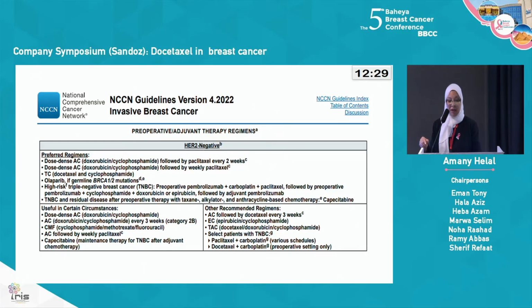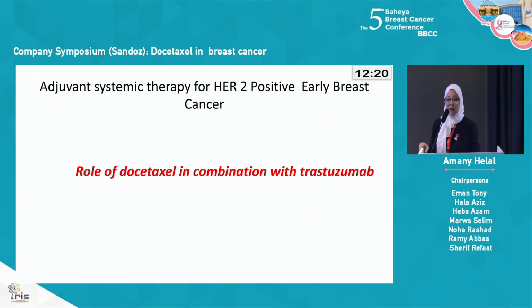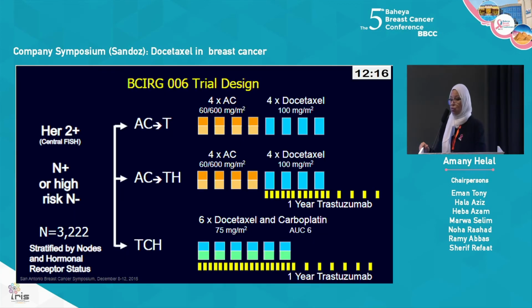Here comes the favorable TC, docetaxel cyclophosphamide, and the other recommended regimen, AC followed by docetaxel. For the role of docetaxel in combination with trastuzumab, I'm sure you all know this trial of the BCIRG, when we tried to omit the anthracycline from the adjuvant treatment of patients with HER2/neu positive breast cancer, because adding trastuzumab to the anthracycline adds to the cardiac toxicity.